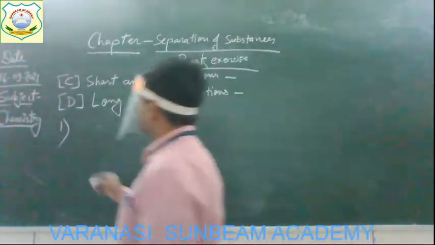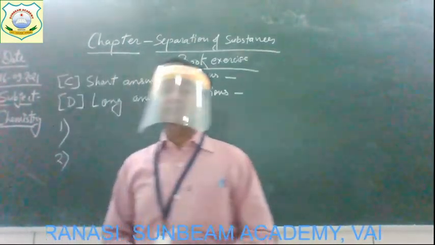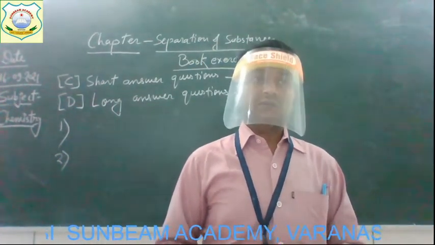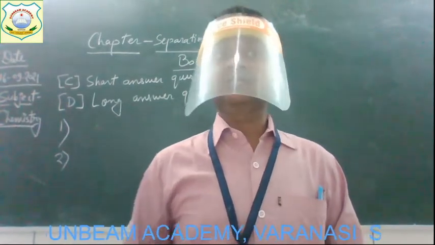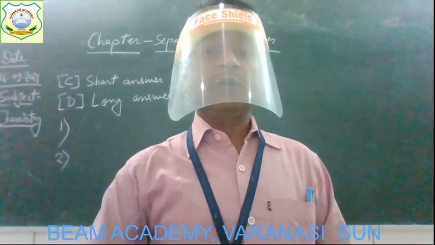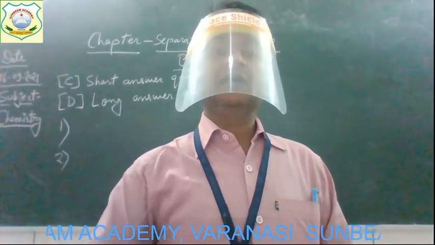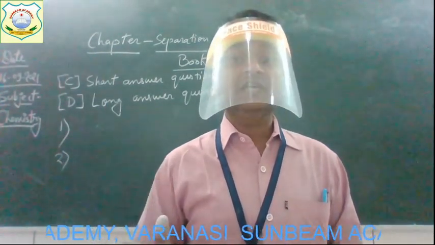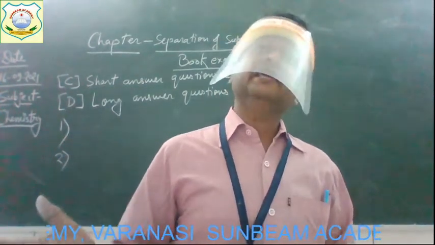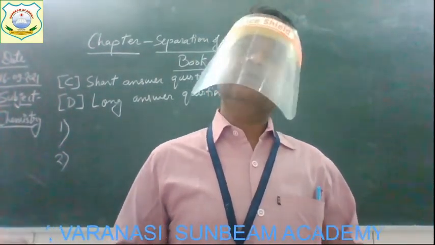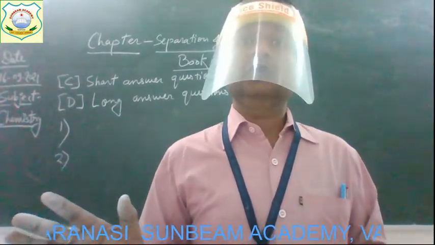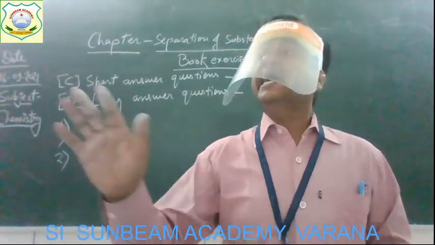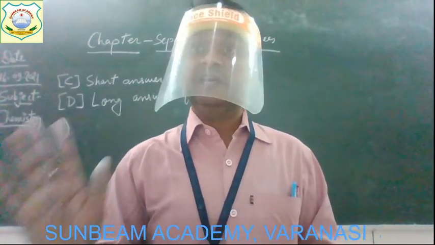Now, come to the next. The question is, list three properties of mixture. How many properties of mixture do you have to note down? Three properties. So come one by one. The first property of a mixture is that the constituents of a mixture may be in any ratio. There is no fixed ratio. So this is one of the properties of a mixture, that the ratio is not fixed.